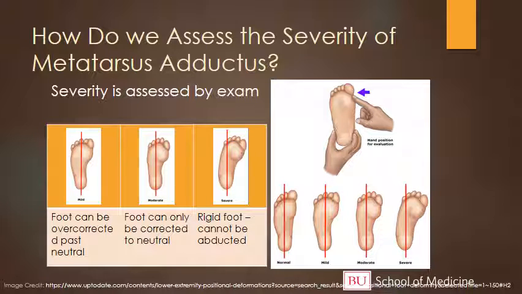Next, we need to assess the severity of the metatarsus adductus. This is assessed on exam, and this assessment helps us determine how we will manage this condition. So one way of identifying severity is determining how easily the foot is manipulated back to a neutral position. On mild, the foot can be overcorrected past neutral. With a moderate metatarsus adductus, the foot can only be corrected to a neutral position. And in severe cases, a very rigid foot cannot be abducted at all.